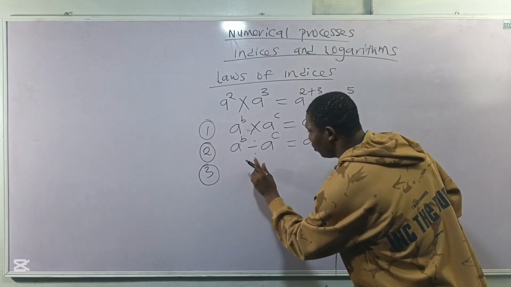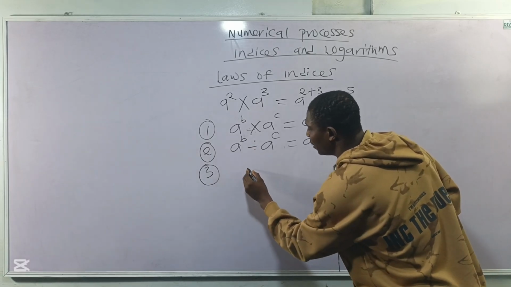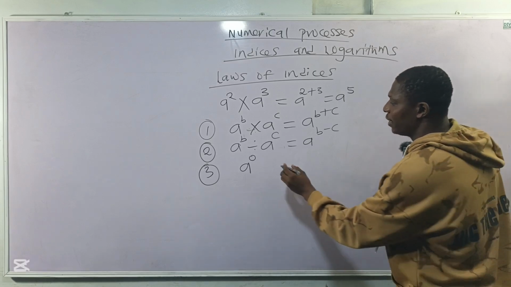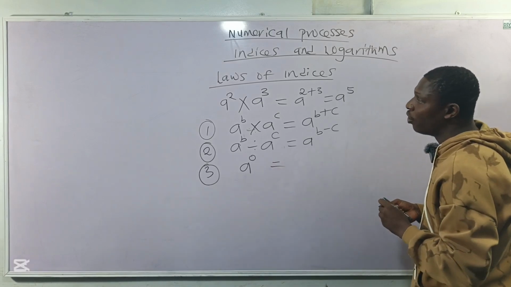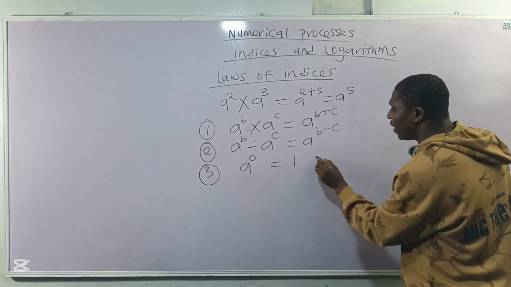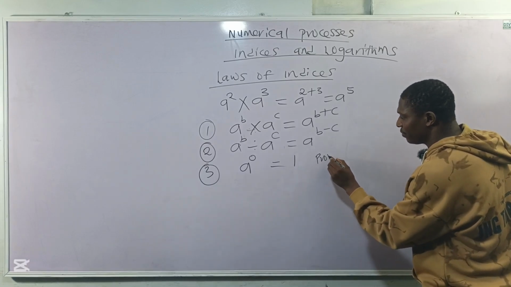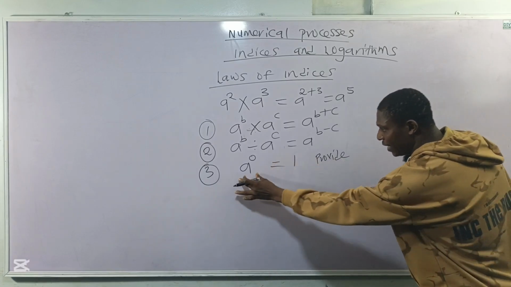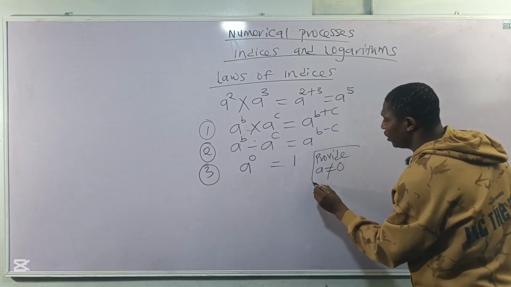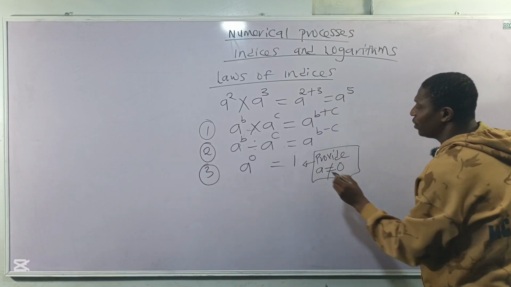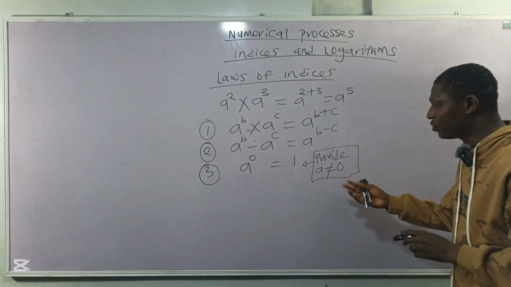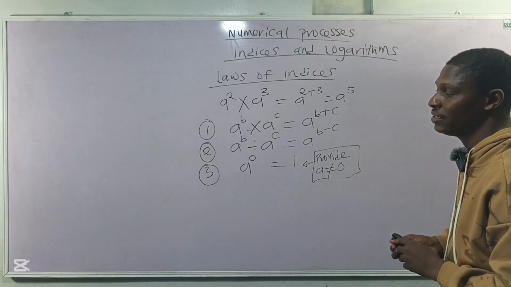So our third law, let's talk about the zero power law. If I have a raised to power 0, any term or expression raised to power 0 is simply 1, provided that the base, a in this case, is not equal to 0. Because if it equals 0, then we have a term or an expression that cannot be determined.